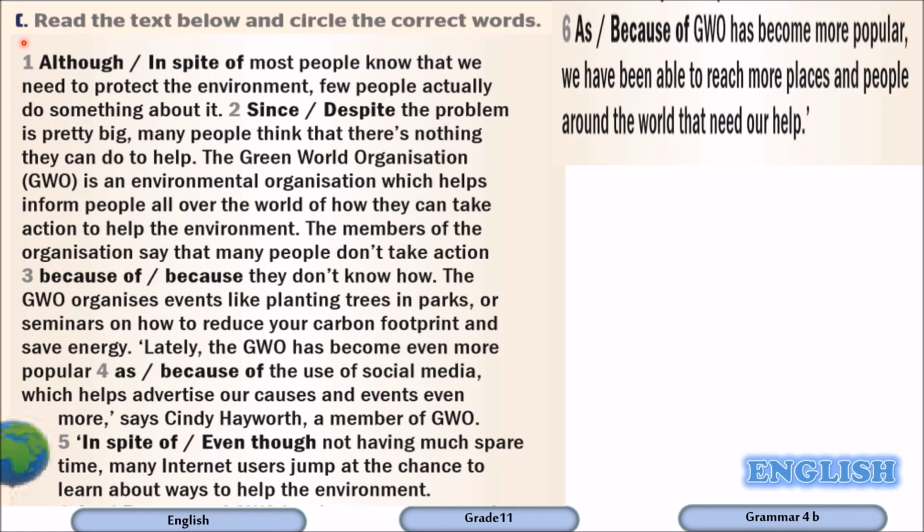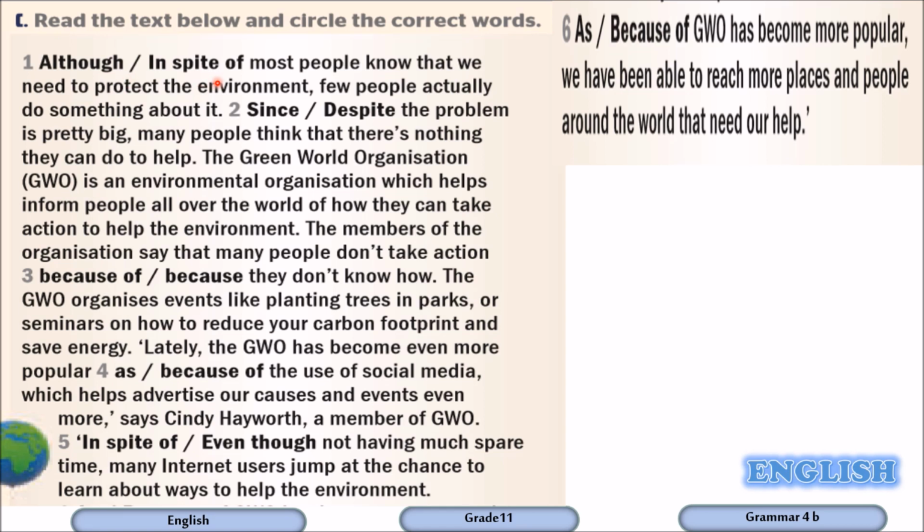All right, now let's move on to the second objective and practice using the appropriate conjunctions. Let's start with the first one. Although and in spite of have the same meaning, but they have different forms. Remember that although should be followed by a subject and a verb, while in spite of should be followed by a noun or -ing form.